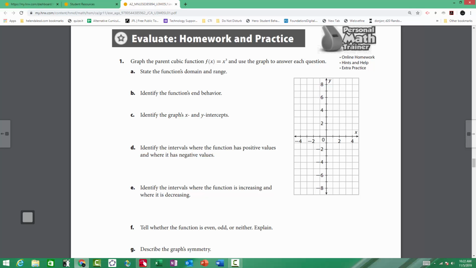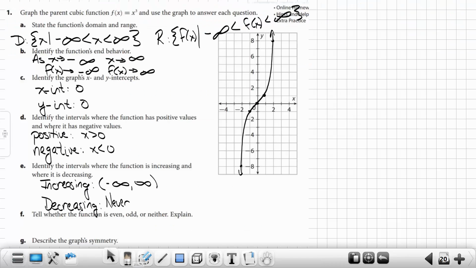We're on F. Tell whether the function is even, odd, or neither. Explain. F of x equals x cubed. Is it even, odd, or neither? Explain. It's odd.